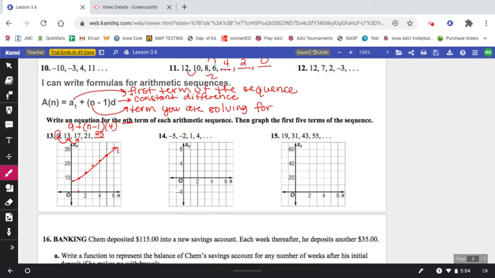On number 14, to start my formula, I'm going to start with -5 plus parenthesis n minus 1. And then I have to find my common difference. So going from -5 to -2, -2 to 1, and 1 to 4 is +3.